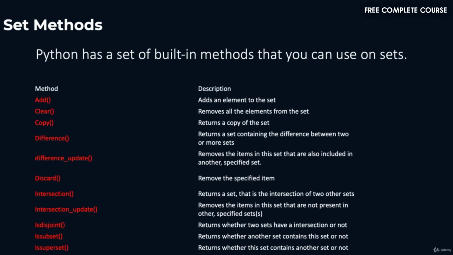We have the add method, which adds an element to the set, the clear method, which removes all elements from the set, the copy method, which returns a copy of the set, the difference method, which returns a set containing the difference between two or more sets, the difference update removes the items in this set that are also included in another specified set, the discard method, which removes the specified item, intersection returns a set that is the intersection of two other sets, and intersection update removes the items in this set that are not present in other specified sets.